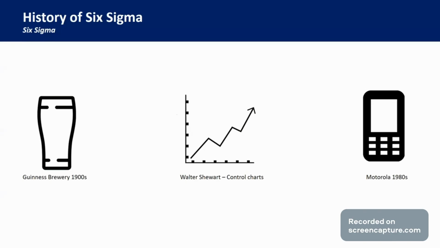So the idea of Six Sigma was born in the 1900s, but the actual term was coined in the 1980s thanks to Motorola. Six Sigma was instilled by Motorola over the next 10 to 15 years, and in that time they were able to save over $16 billion cumulatively. And that just shows the sheer power and impact that Six Sigma can have within an organization.